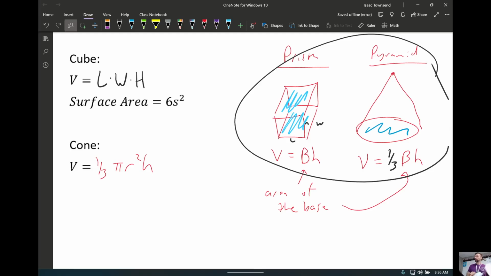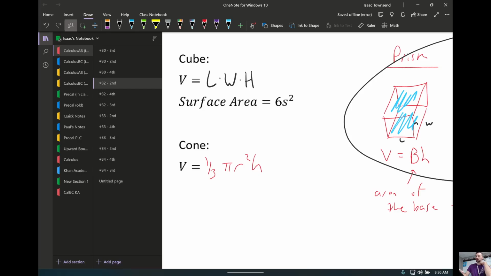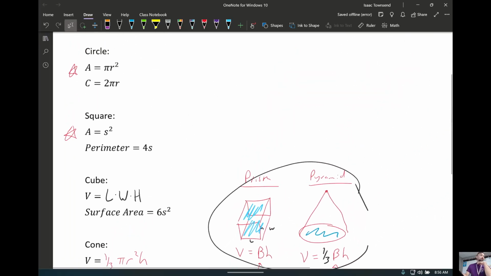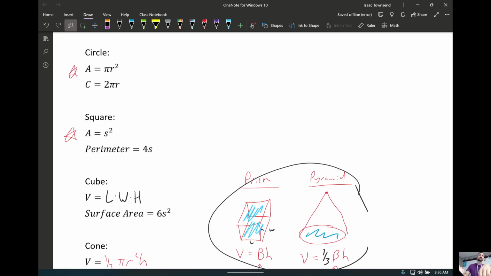The other big one is volume of a sphere, but they always give you the volume of a sphere formula. They don't expect you to memorize that. These are the ones that they do expect you to know and memorize to use. Okay, any of these you need to talk about before we move on?